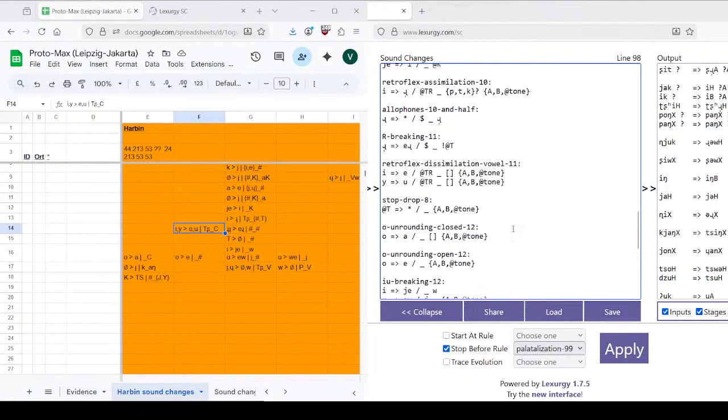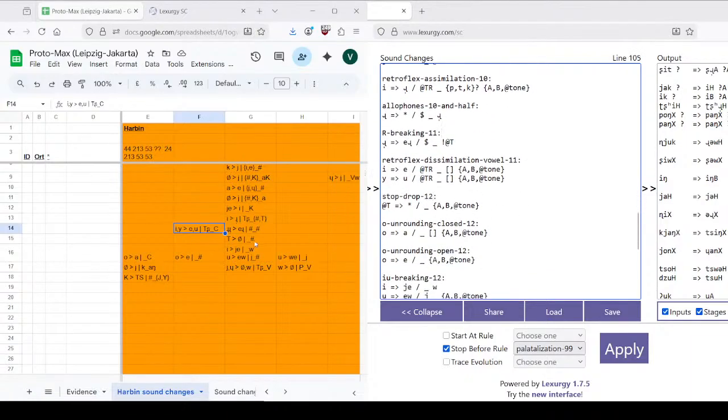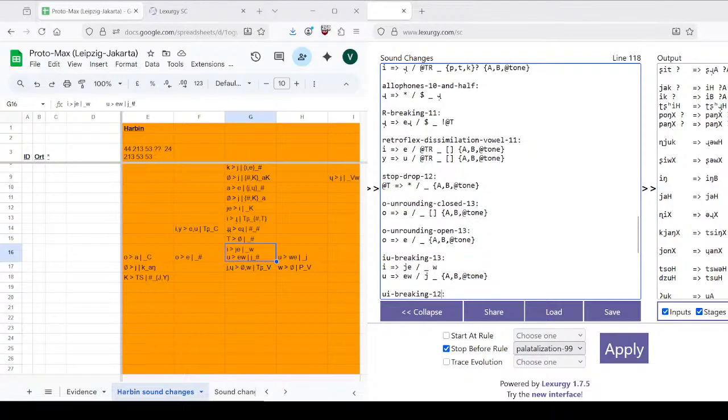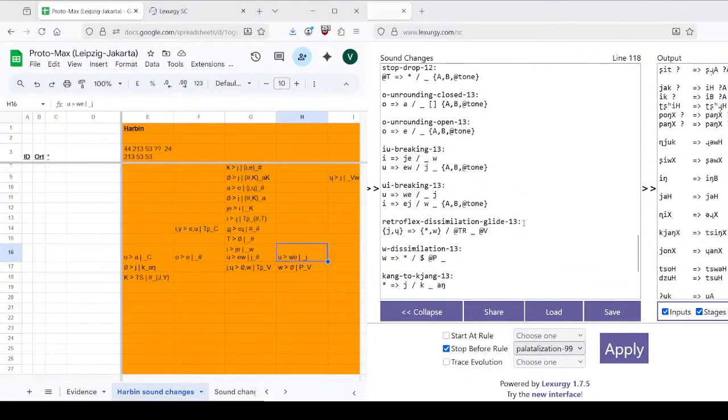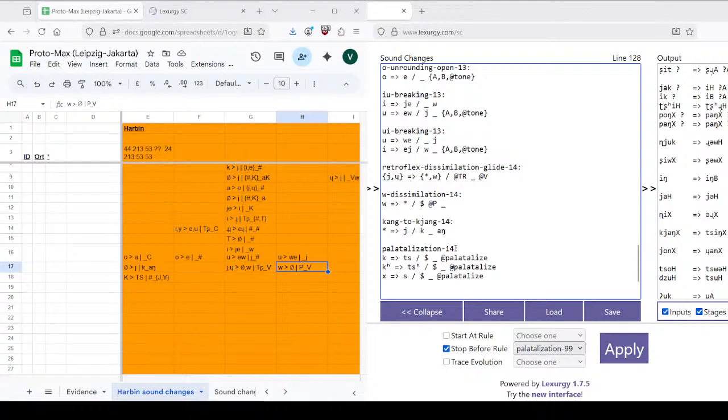T to null stop drop would be 12. And then after that, the rounding close, these are all 13. R breaking, yes. Retroflex dissimilation glide would be 14. W dissimilation would be 14. Have it here, and then gang to gang, which is like targeting one specific syllable, which is weird. It's a weird change, but what can you do?